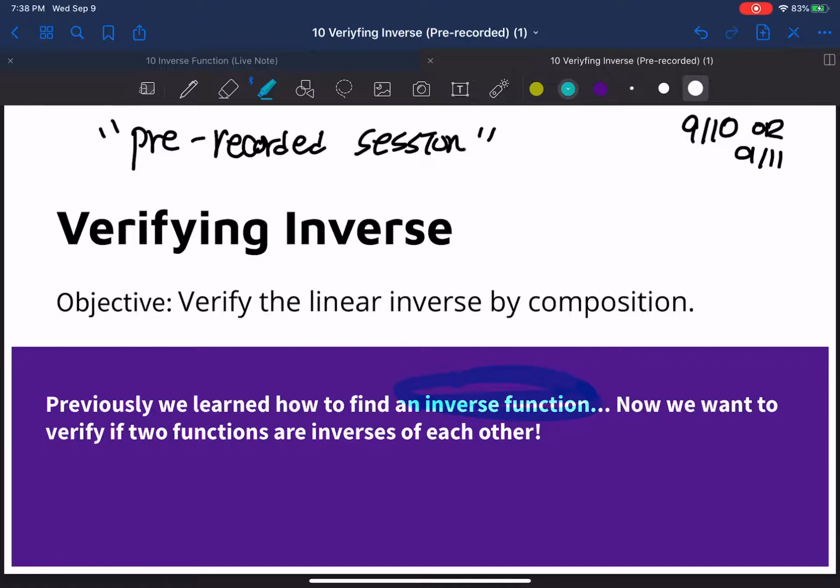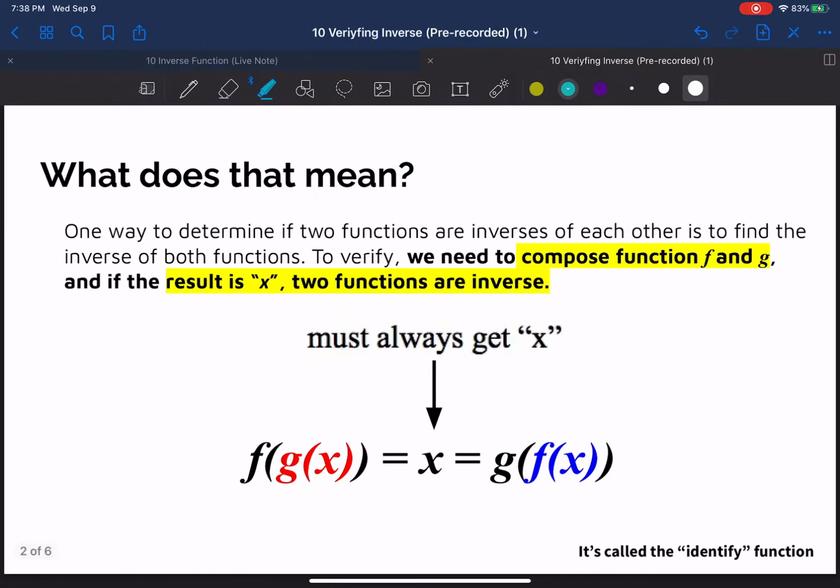So now we want to verify if two functions are inverses of each other. What does that even mean? We have to compose functions f and g, and if the result is x, then the two functions are inverses. Remember from 1.3, we learned composite functions. So we have something like this, right? Combining two functions. To verify if two functions are inverses, we have to use this method, and your result always has to be x. Okay, so highlight this.